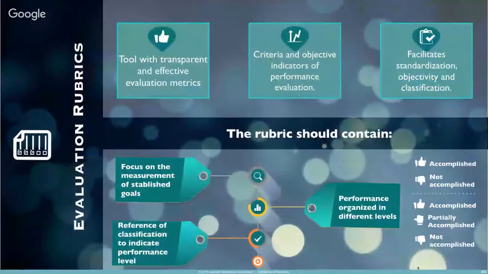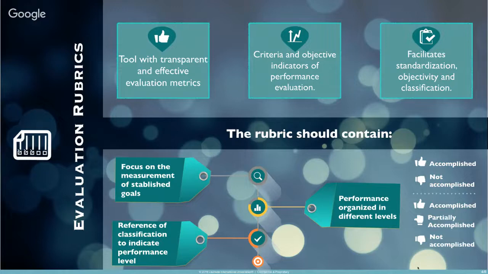So to ensure that the evaluation will be really objective, you have to design high quality rubrics for each station. This is all about transparency and good feedback to the students, and also it facilitates the classification, the standardization. You make sure that all students are going to be evaluated from the same criteria, right? A good rubric should keep focus on the measurement of established goals, the reference of classification to indicate the performance level. I mean, you have to describe the optimal performance so you can measure the student's performance comparing to this description of the optimal performance.